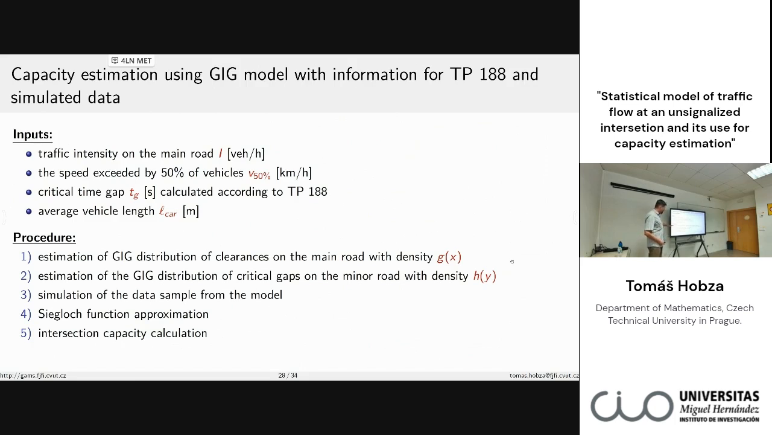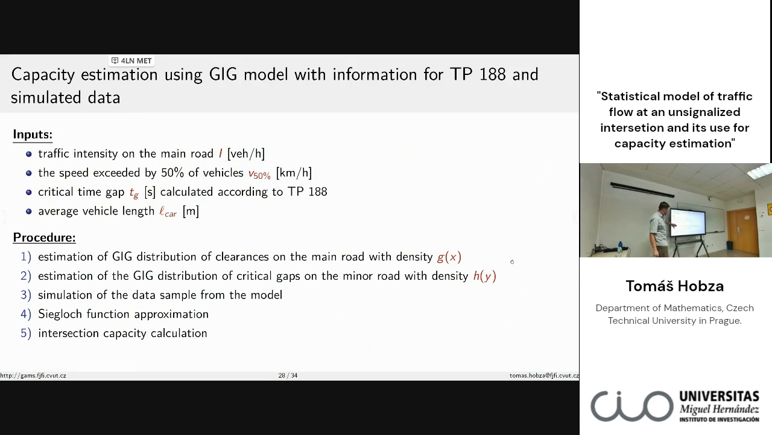Second, on the minor road. This is the more critical point, but as you have seen, there were not many differences between the gamma distributions on the side road. They were almost all the same. So what we do, we take the estimated gamma from our data set as a prior distribution, and we rescale it so that it corresponds to this critical gap. So we have one distribution which is like a representative of the behavior of the drivers of the side road, and we only rescale it to this time.